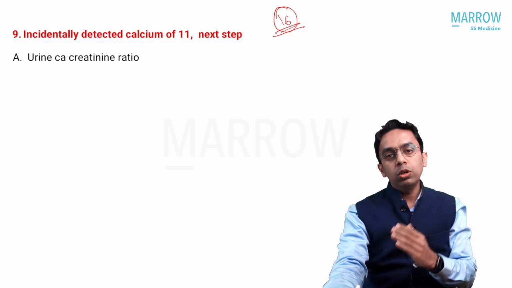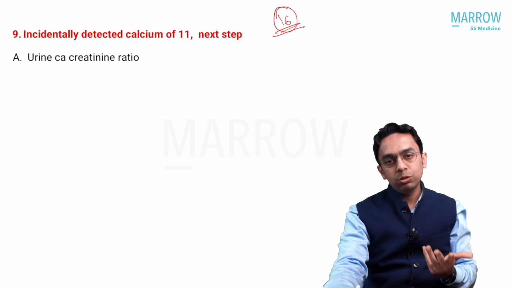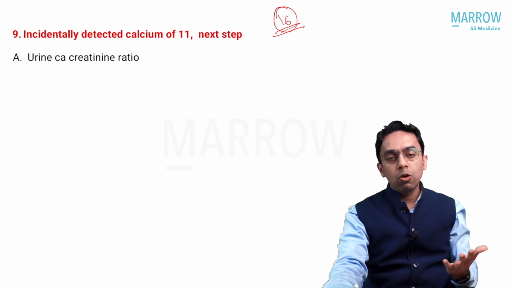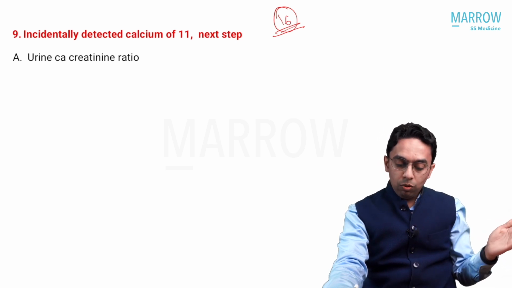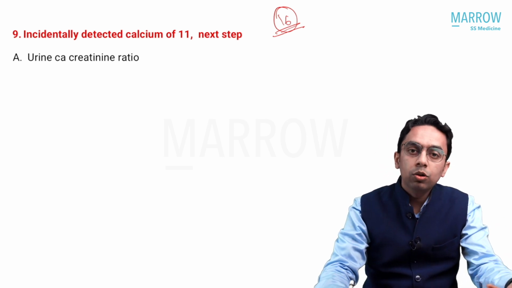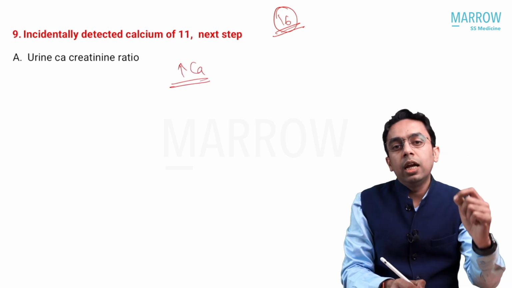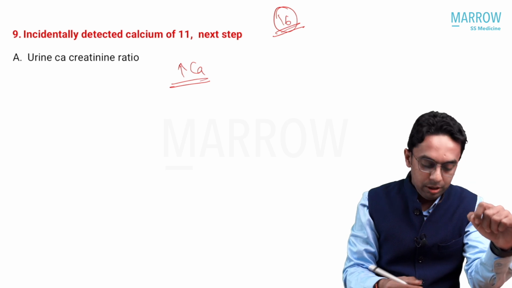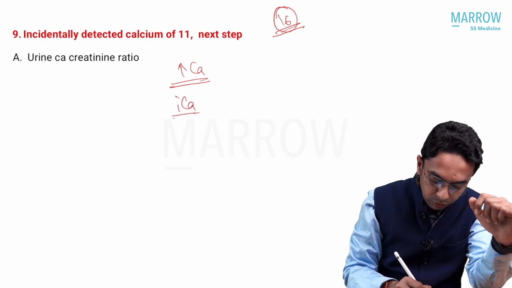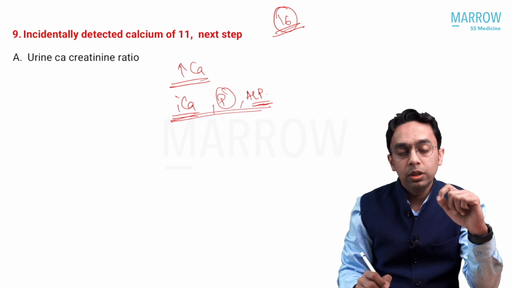So how do we go about a raised calcium? First and most important thing is to reconfirm, because you cannot rely on just one value. It can go falsely wrong, and then all those tests will be a waste of money and cause so much burden to the patient. So whenever you get a raised calcium, first repeat the calcium. Get an ionic calcium. Also get phosphate and alkaline phosphatase. These are the first things you should get.